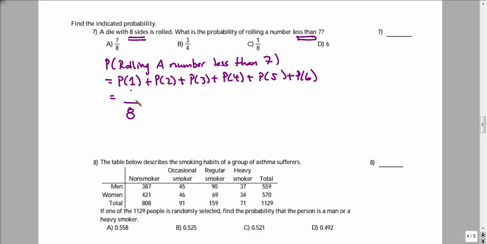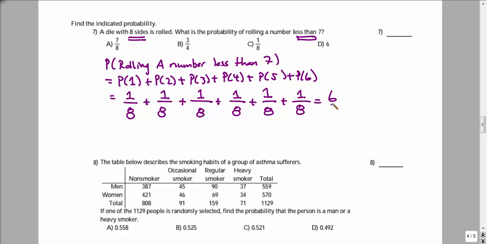Well, I have 8 sides, and one of those sides has 1 dot on it, so the probability is 1/8. What's the probability of rolling a 2? It's also only 1 out of 8 because only one side of the die has 2 dots on it. Same way with the 3, only one side has 3 dots. Same way with the 4, only one side has 4 dots. Only one side of the 8 has 5 dots. And only one side of the 8 has 6 dots. So if we add these up, I have 1, 2, 3, 4, 5, 6. I have 6 out of 8, which reduces to 3/4. And that corresponds to our value here.